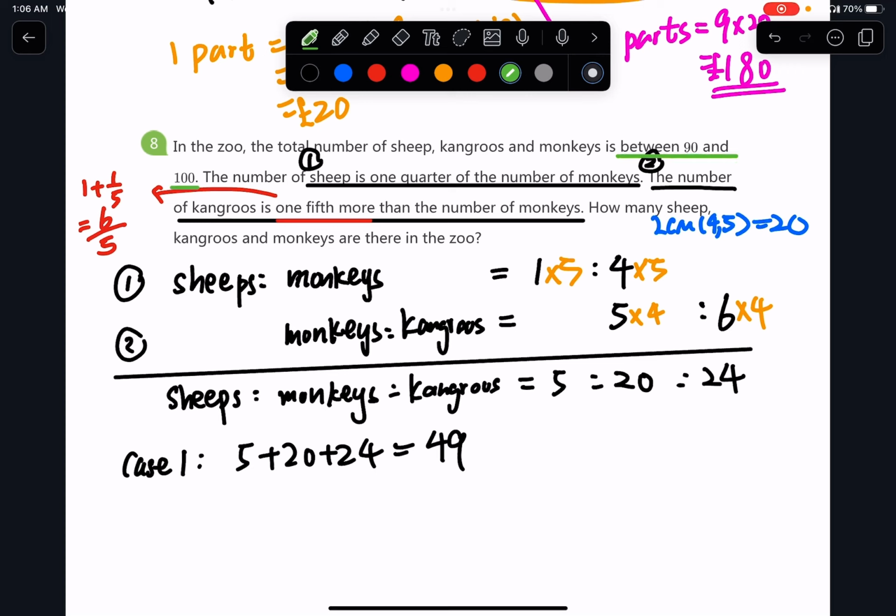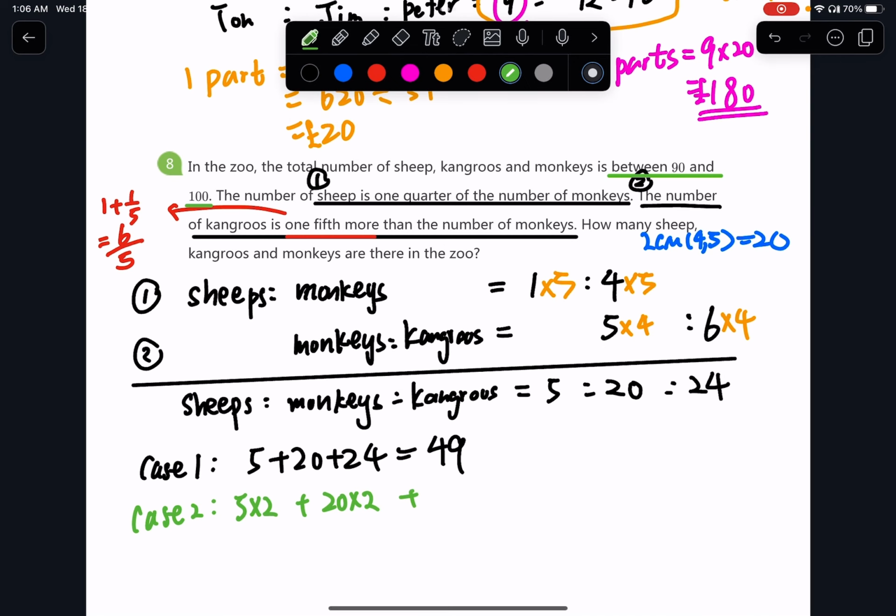It's too small. So I have to multiply by 2 for each type of animal. So I should have 10 sheep because I multiplied by 2, and 20 times 2, 40 monkeys, and 24 times 2, 48 kangaroos. So it becomes 10 plus 40 plus 48. So finally we get 98 animals. And that is between 90 and 100. So that's why this is the perfect answer.